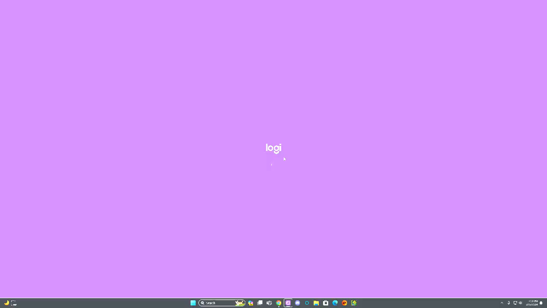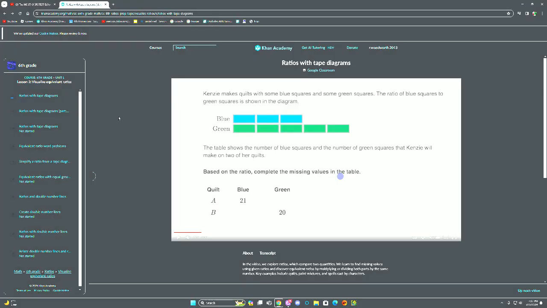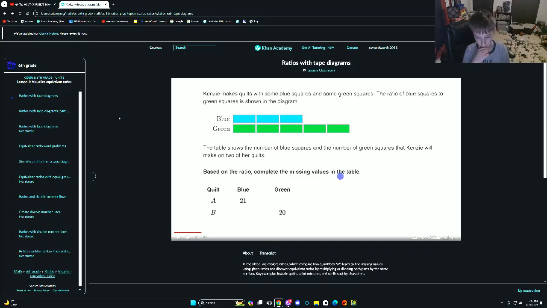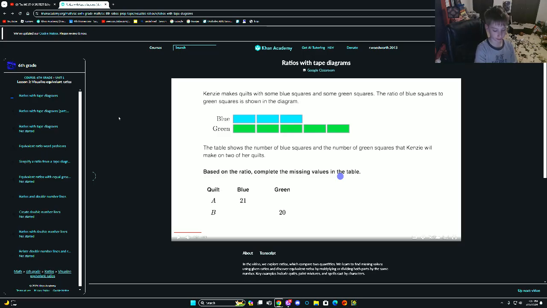So, I was doing some math here, and I'm not in 6th grade, as you can see. Yeah. And now I'm on to ratios with tape diagrams.